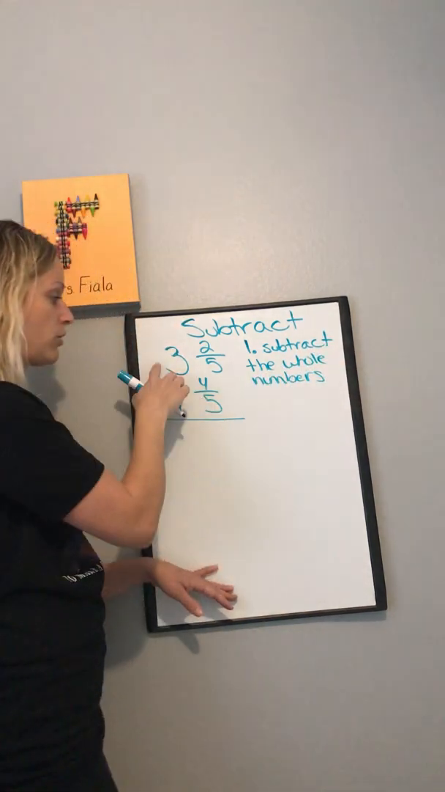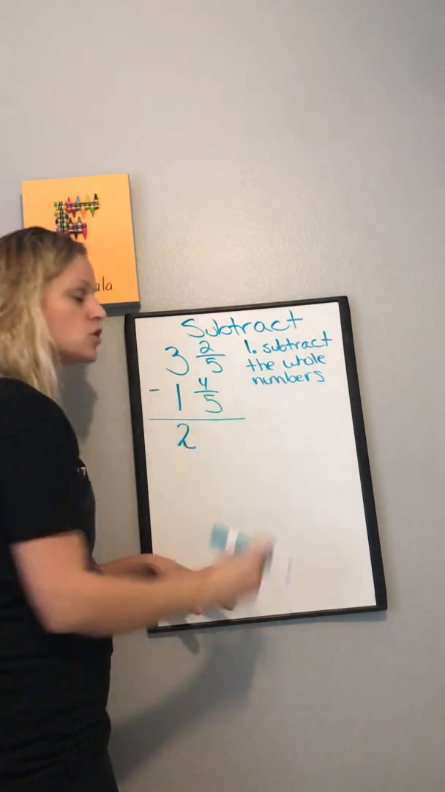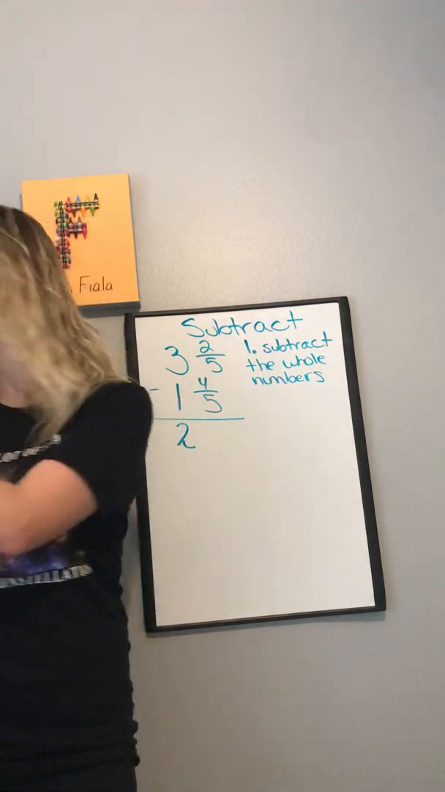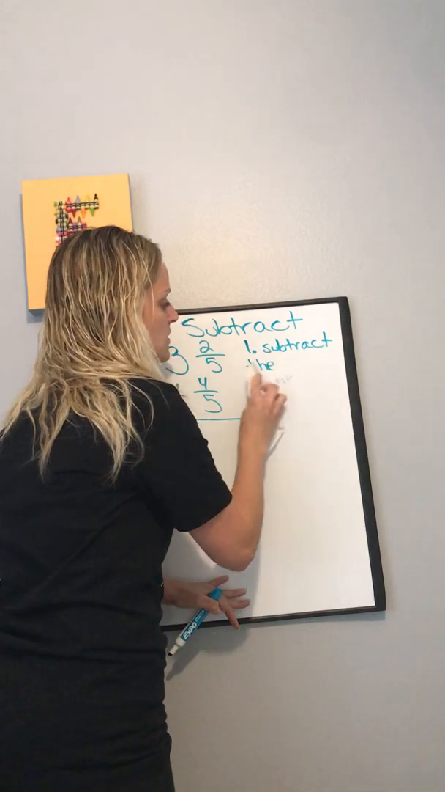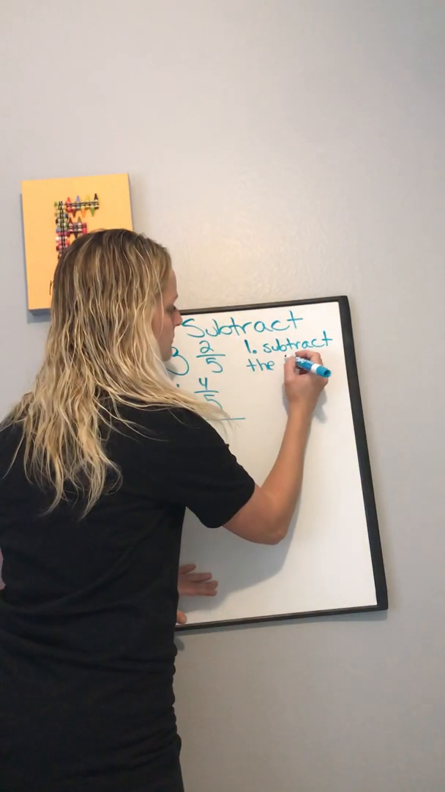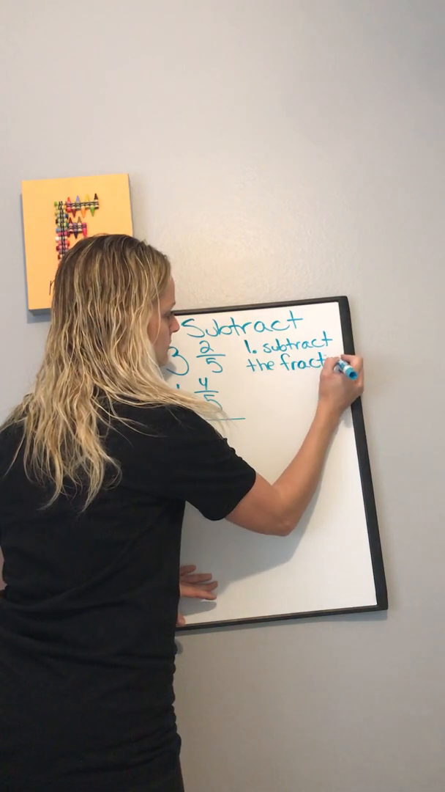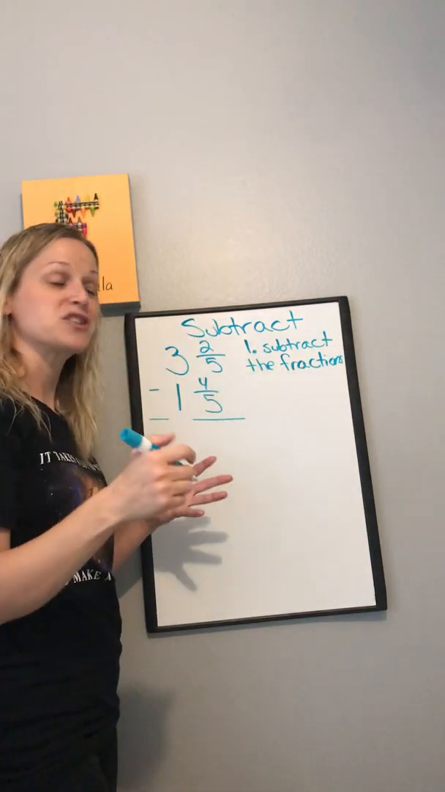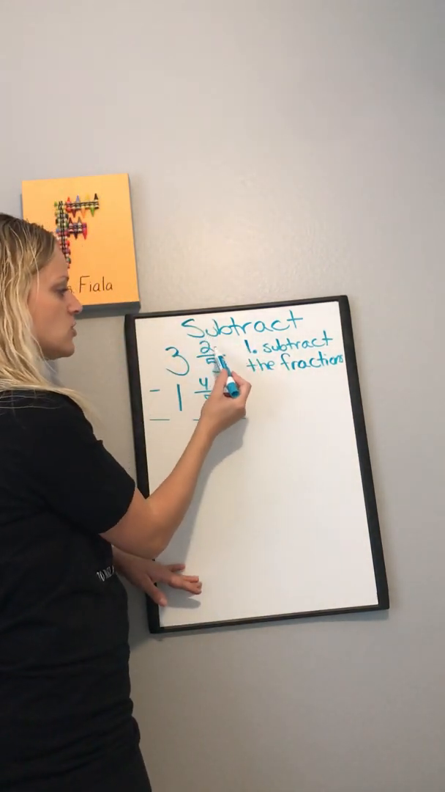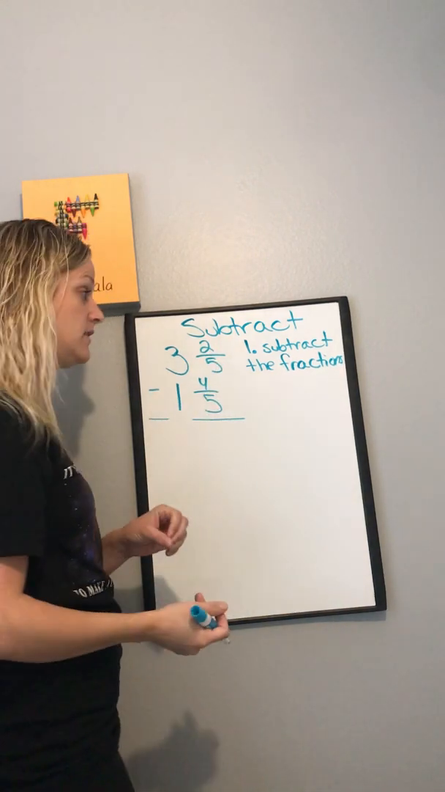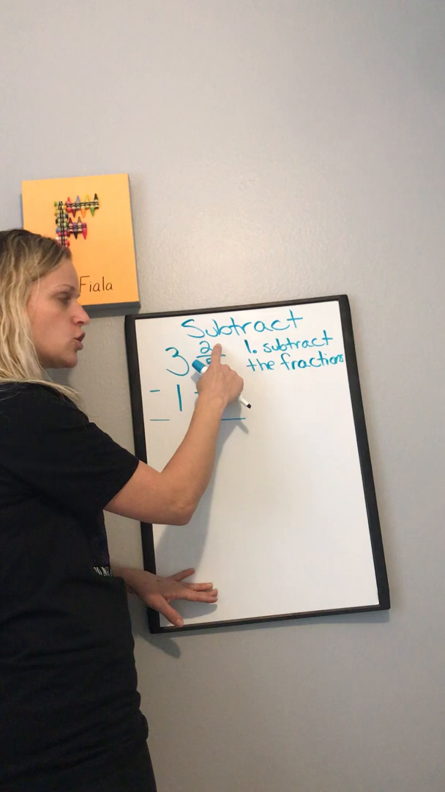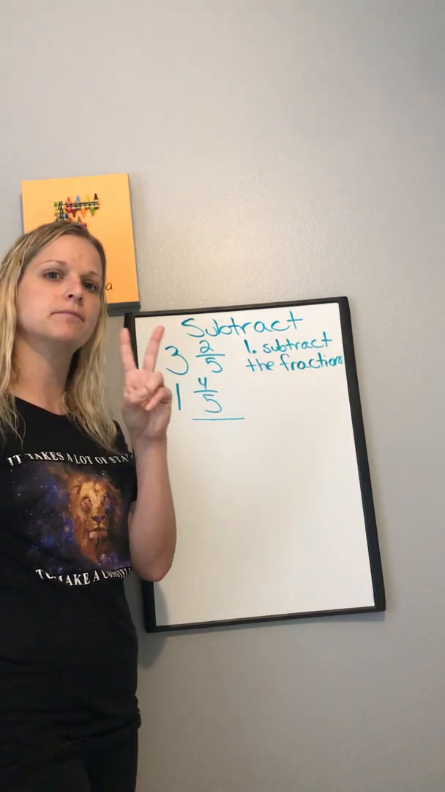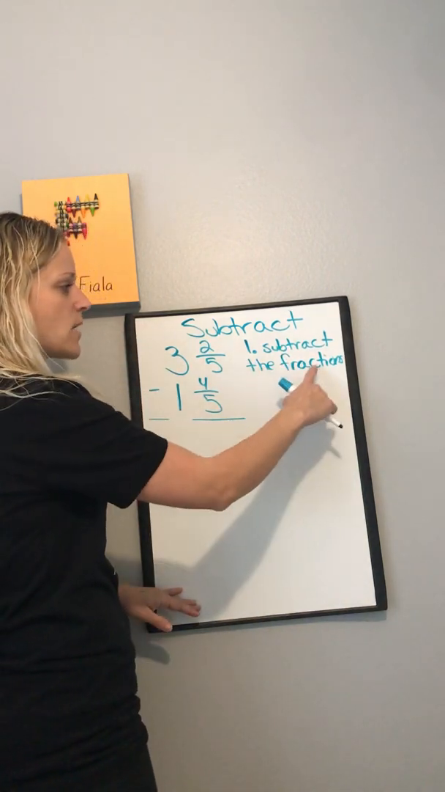Okay, so I'm going to do 3 minus 1 gives me 2. Oh, I'm sorry. We're not going to subtract our whole numbers first. We're subtracting the fractions first. Okay. Subtract the fractions, sorry. So I have to see if I can do 2/5 minus 4/5. Can I subtract 2, which is my top number here, minus the top number here, which is 4? Can I do 2, take 4 away? I cannot do that. So I cannot subtract the fractions.